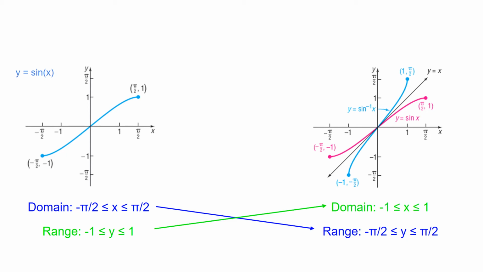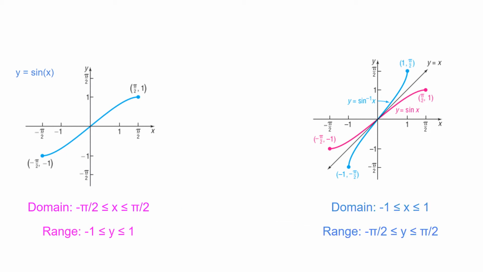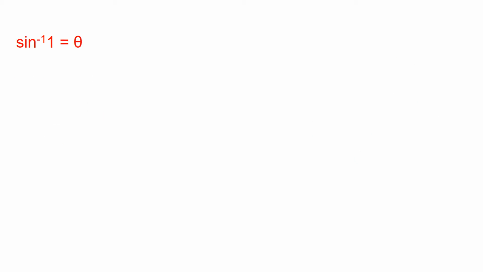And we see that the range of the sine of x is the domain of the inverse sine of x. The two graphs are mirror images of each other reflected about the line y is equal to x. Now let's look at some specific examples.